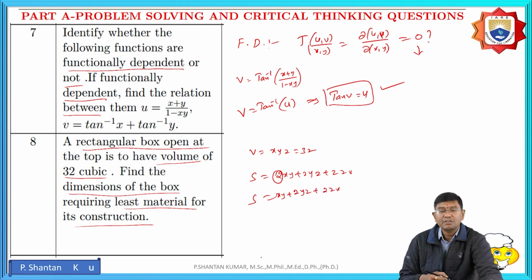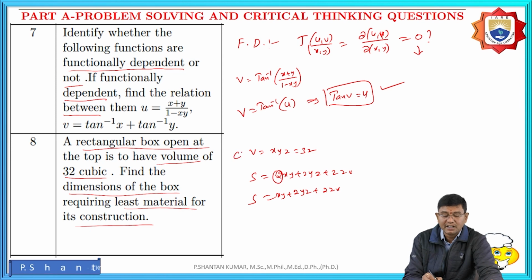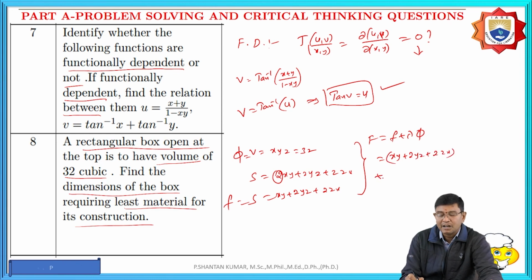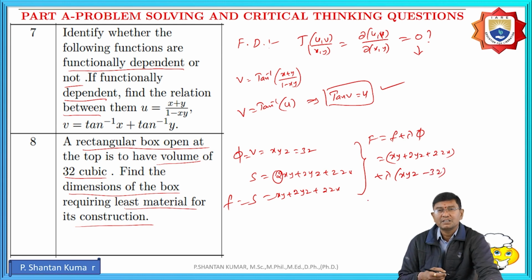Observing this one, it is clearly based upon the Lagrange's multipliers method, and we need to follow that. One constraint function is given, that is phi, and the function to optimize is f. Based on this, capital F is f plus lambda into phi, that is xy plus 2yz plus 2zx plus lambda into (xyz minus 32). Then we need to set Fx equal to 0, Fy equal to 0, and Fz equal to 0. Finding the values, we eliminate lambda and get the final solution of the conditions.